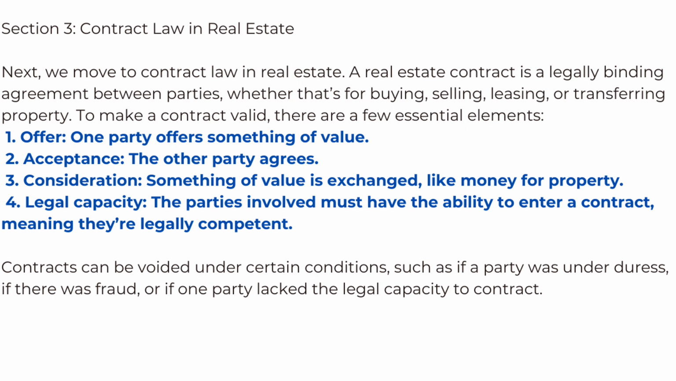1. Offer. One party offers something of value. 2. Acceptance. The other party agrees. 3rd, consideration. Something of value is exchanged, like money for property. 4th, legal capacity. The parties involved must have the ability to enter a contract, meaning they're legally competent. Contracts can be voided under certain conditions, such as if a party was under duress, if there was fraud, or if one party lacked the legal capacity to contract.